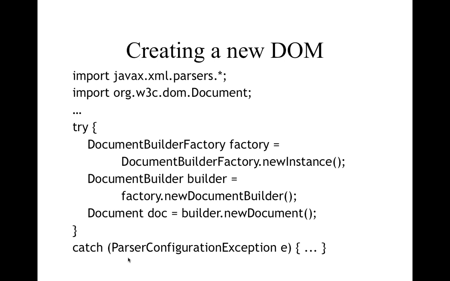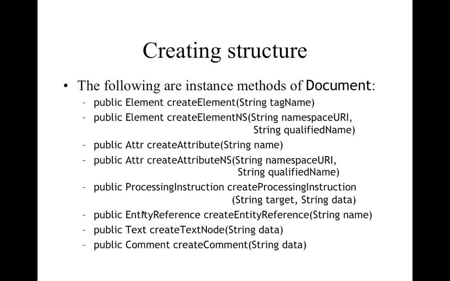So when you're writing it, you're going to construct a new instance, a new document builder, and you're going to construct a new document. That means you got a new document. Now you're going to add nodes to it. Okay. Add a root node, add child nodes to it, and all that stuff after this step. Okay. So the following are the instance methods that help you create an element, namespace, create attribute, and all that stuff.